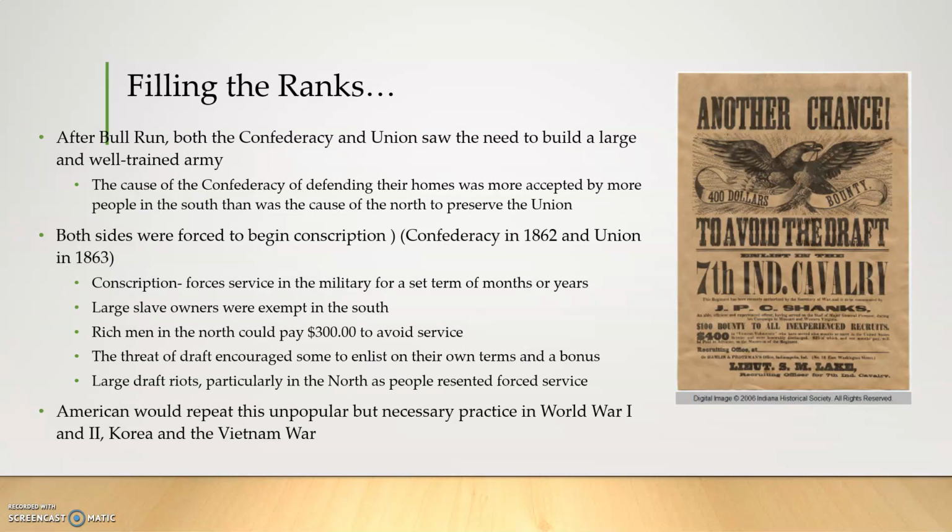Now, we know that there was a shortage of manpower in the Civil War, so they had to fill the ranks. How would they get soldiers to fill the infantry, cavalry, and artillery units? After Bull Run, both the Confederacy and Union saw the need to build large and well-trained armies.